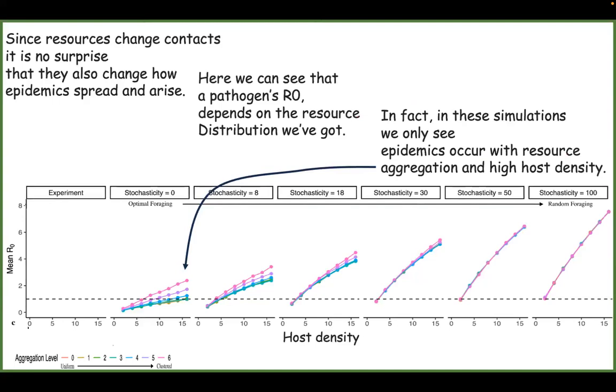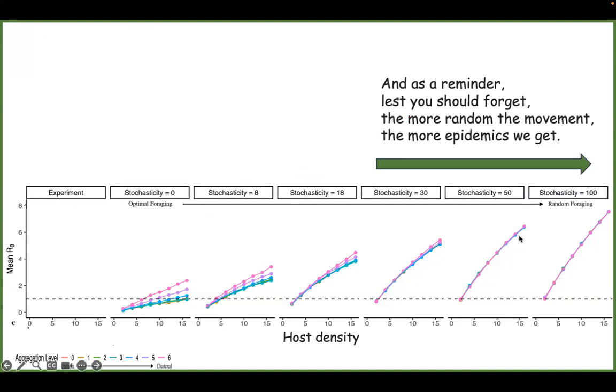Since resources change contacts, it is no surprise that they also change how epidemics spread and arise. Here we can see that if pathogens spread depends on the resource distribution we've got. In fact, in these simulations, we only see epidemics occur with resource aggregation and high host density. And as a reminder, lest you should forget, the more random the movement, the more epidemics we get.